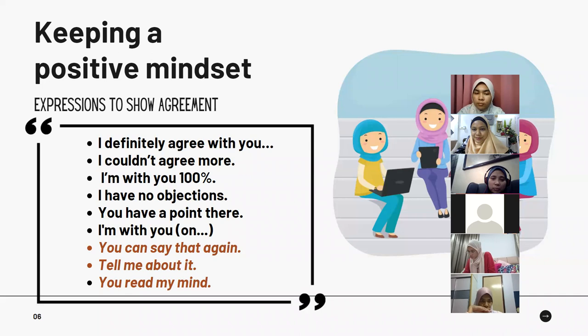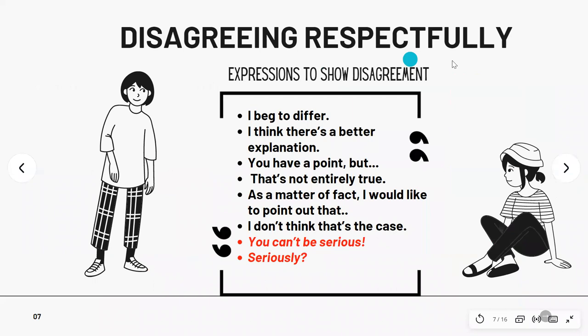Okay, kan? Right, so let's look at disagreement now. Okay, let me just let you read for a while, yeah? Okay. You can have a look at 8 of the expressions to show disagreement. And again, the ones in red color, those referring to expressions of more informal tone.